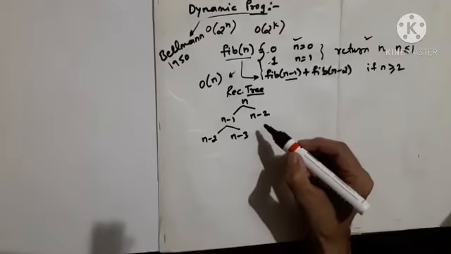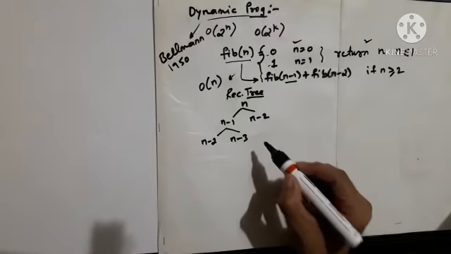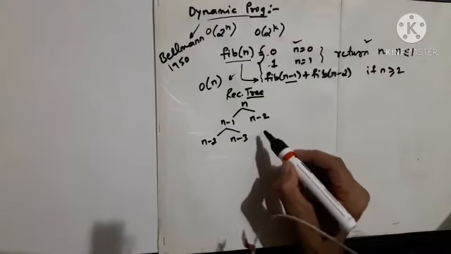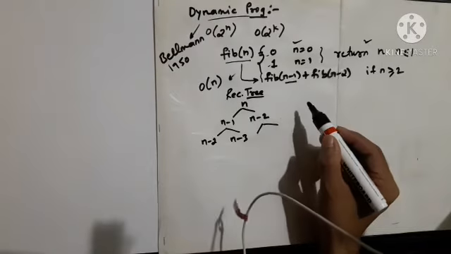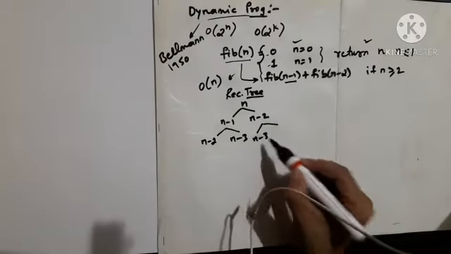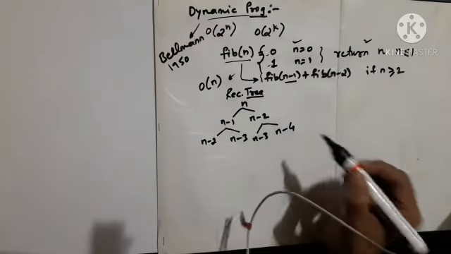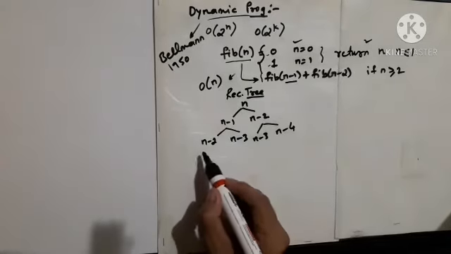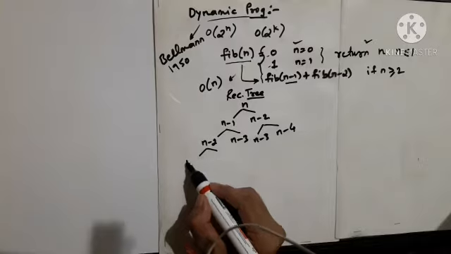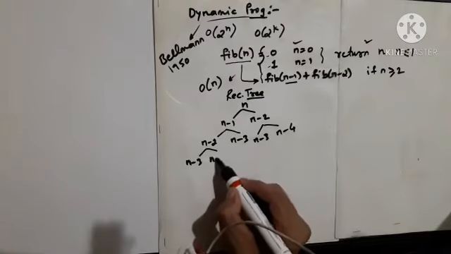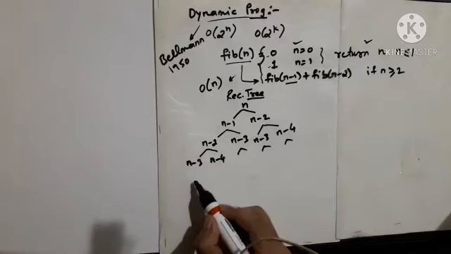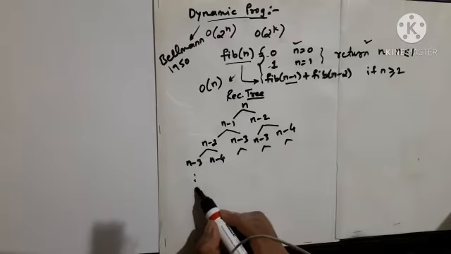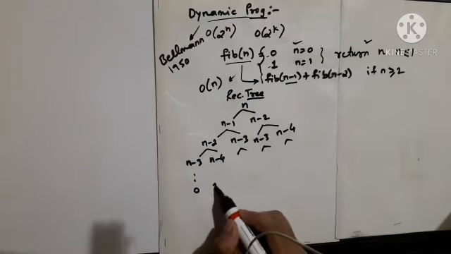Similarly, it is very important to visualize here, so try to visualize it. Suppose n minus 2 is not 0 or 1, then again it is going to call for n minus 3 and n minus 4. Suppose again n minus 2 is not 0, then again it is going to call for n minus 3 and n minus 4, and so on and so forth. What is the last condition? It will stop when n is either 0 or 1.